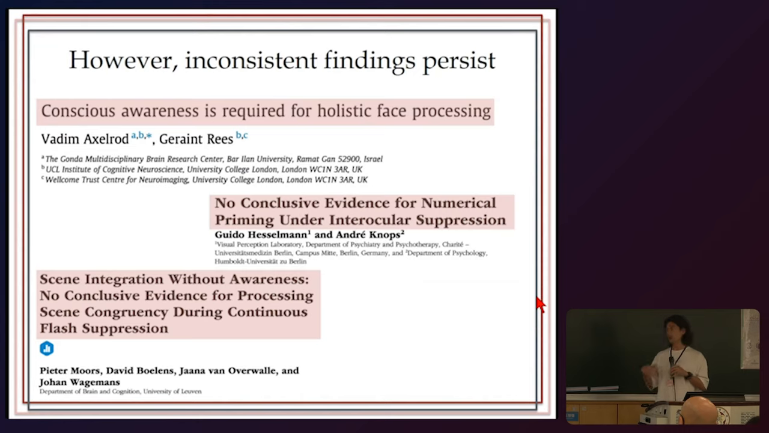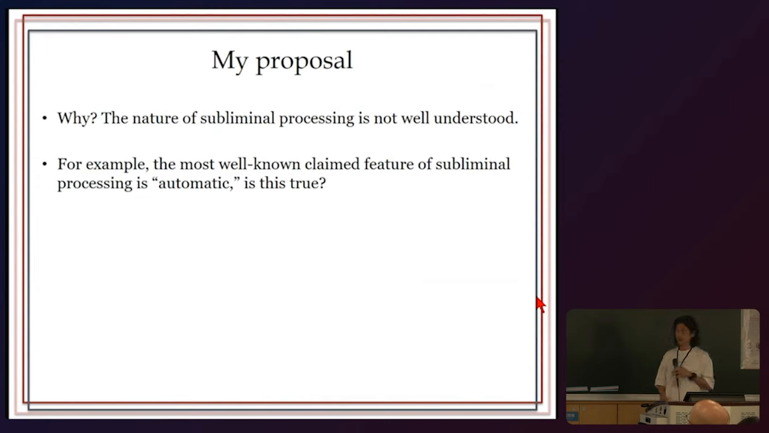And I think I'm trying to propose something to understand or resolve this conflict. One of the problems is that the nature of this subliminal or unconscious processing is not very well understood. For example, one of the most well-known claimed features of unconscious or subliminal processing is that it is automatic. You see that a lot in textbooks, in papers. Basically, every time you see unconscious processing, people say it's automatic.